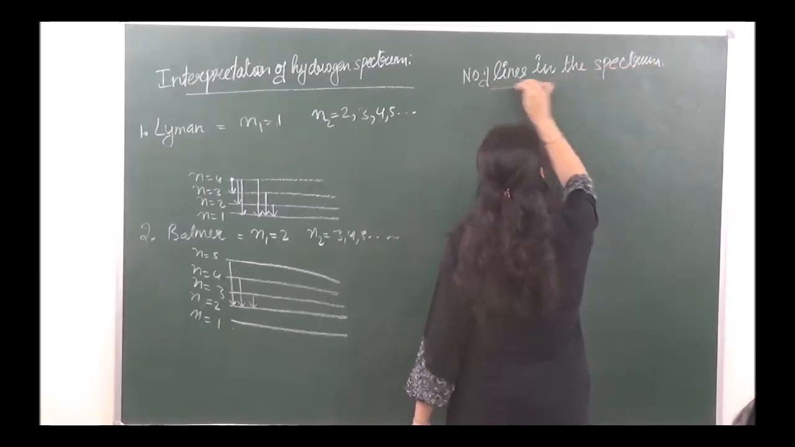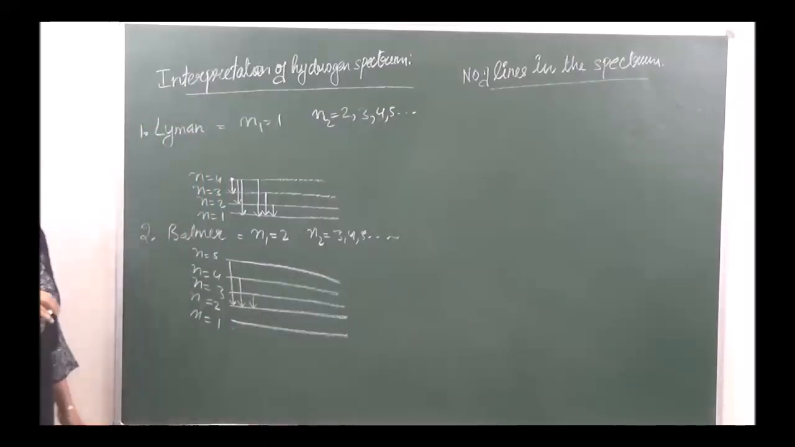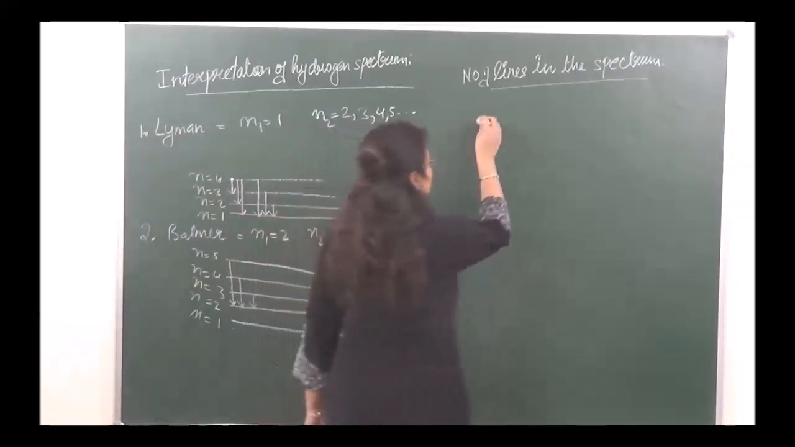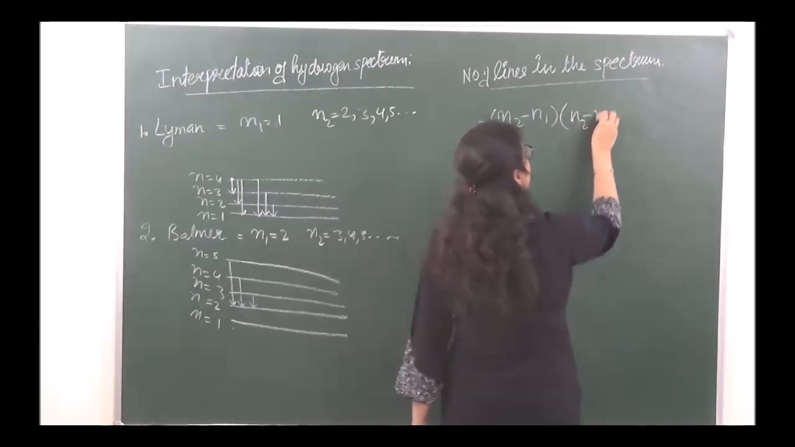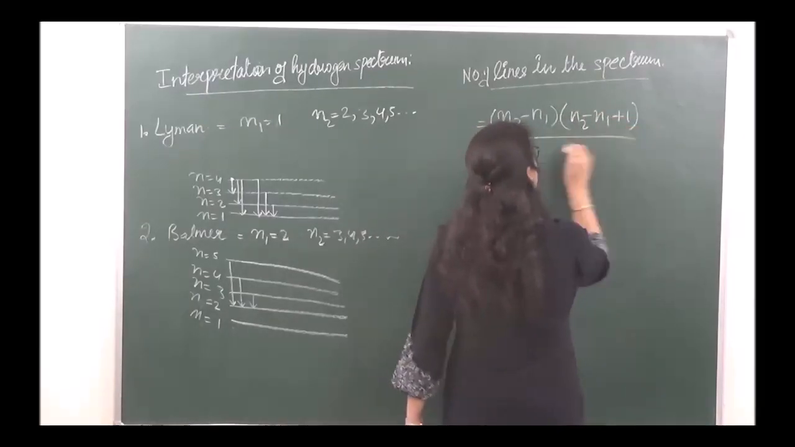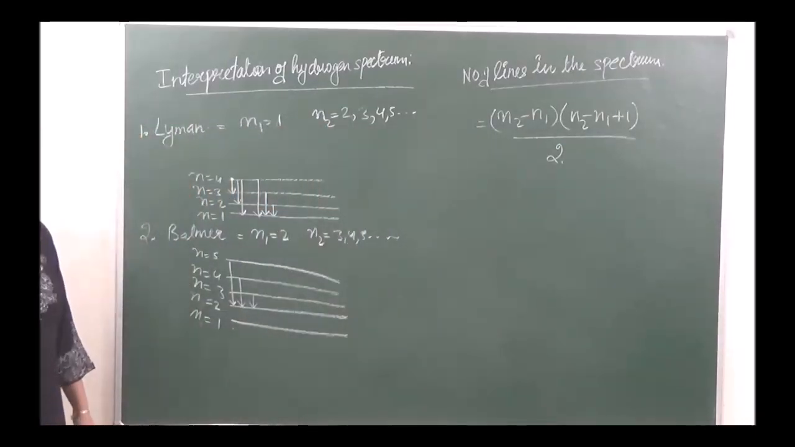The Bohr model has the maximum number of formulae from which questions can be given. All these formulae are very, very important when we are talking of NEET or JEE Mains. From structure of atom you can get 2, and sometimes in NEET even 3 questions. All are formula and concept based. So the number of lines is given by (n2 minus n1)(n2 minus n1 plus 1) divided by 2. This is how you will calculate the number of lines.